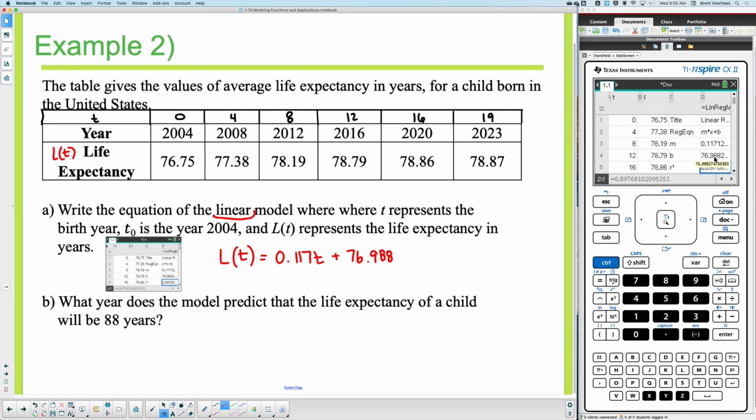And again, it was linear. We chose a linear model. So now, what does the model predict that the life expectancy of a child will be at 88 years? So here's your task: you need to think through, is this an L value or a T value? When it says 88 years, is that a life expectancy or is that an amount of time?